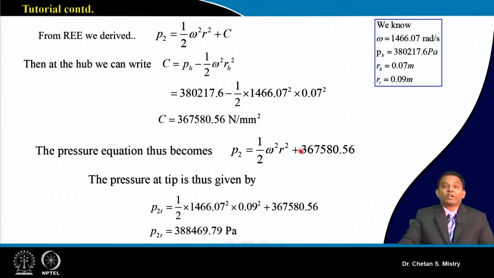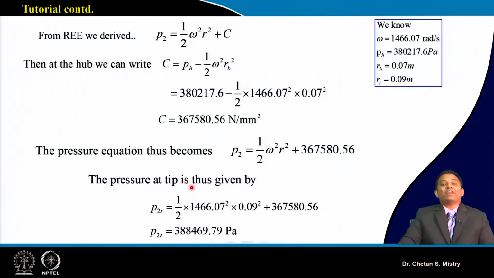Now this gives us a hint. If I am looking for my static pressure calculation at the tip, I know my angular speed, and I know my radius at the tip. So we can write here 1466.07 square, and my tip radius is 0.09 square. If this is known, we can calculate our static pressure, and that is 388.46 kilopascal. Now this gives me our static pressure calculation at the tip.